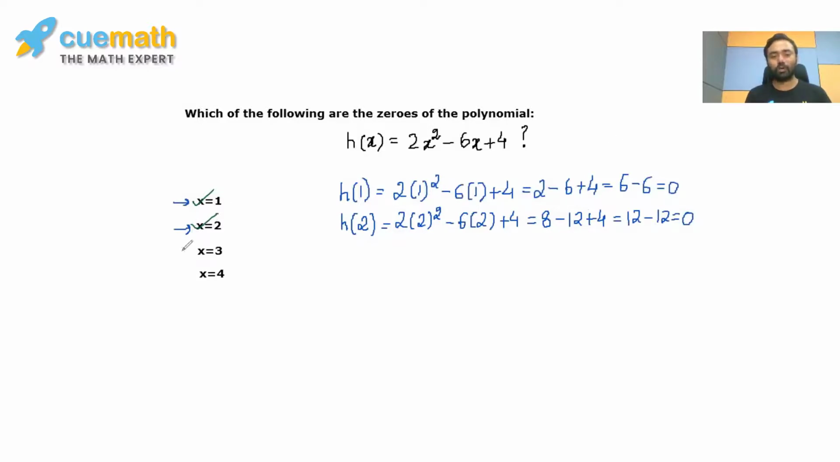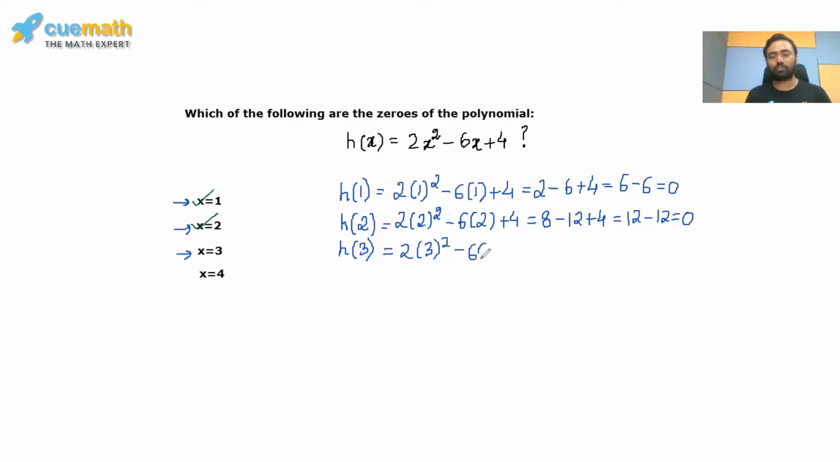Let's now check for the third option, x is equal to 3. In place of x, we are going to substitute 3. So h of 3 equals twice of 3 square minus 6 times 3 plus 4. Twice of 3 square is nothing but twice of 9, which is 18. So 18 minus 18 plus 4 is going to give us 4, because 18 minus 18 is 0, and 0 plus 4 is 4. So here we got 4 as the result. Hence, we can say that this is not the zero of this polynomial.